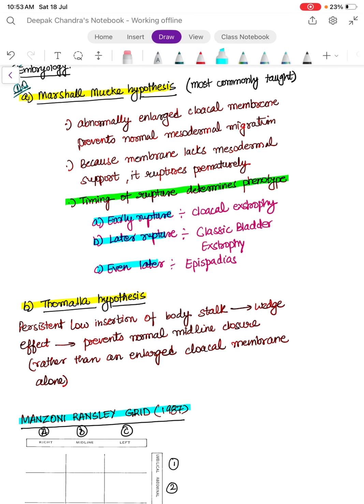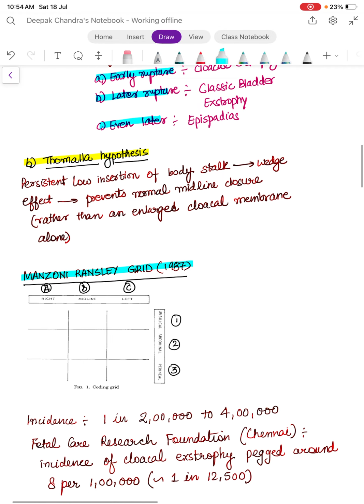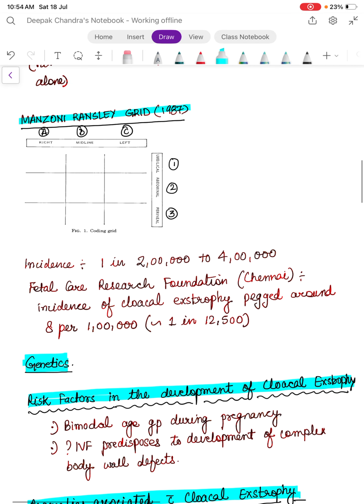Then the second hypothesis is the Thomalla hypothesis. The Thomalla hypothesis says that persistent low insertion of the body stalk creates a wedge effect which prevents normal midline closure, rather than saying that this is solely a cloacal membrane defect. I have already discussed the Mangoni-Rancellet grid.